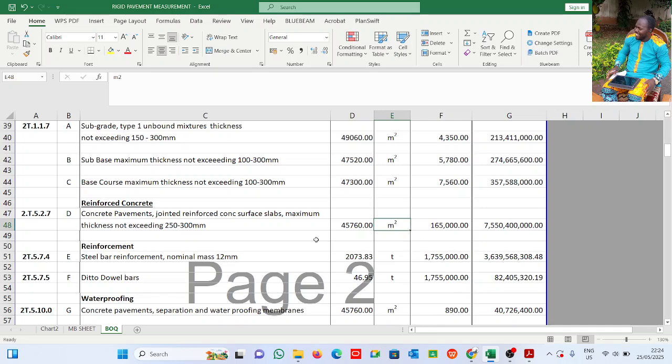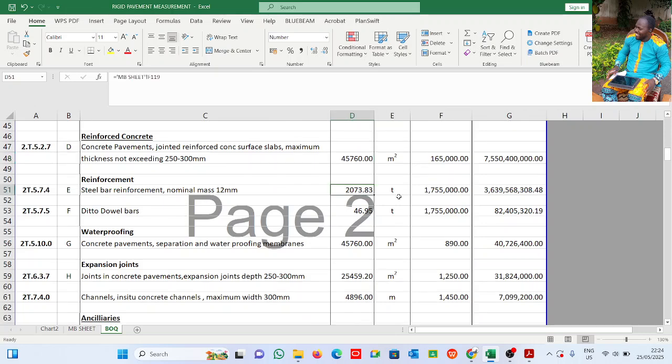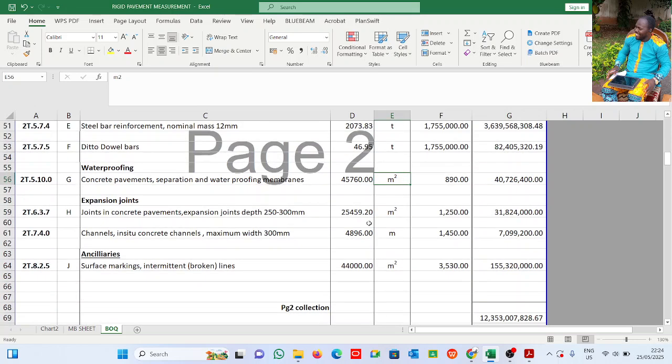Okay, and the reinforcement also, we have it in tons, the bars in tons. Then the waterproofing, we already worked on that in the flexible pavement. The expansion joints also. We have expansion joints now. Expansion joint is not in square meters, it is in meters, sir. Expansion joint is in meters.